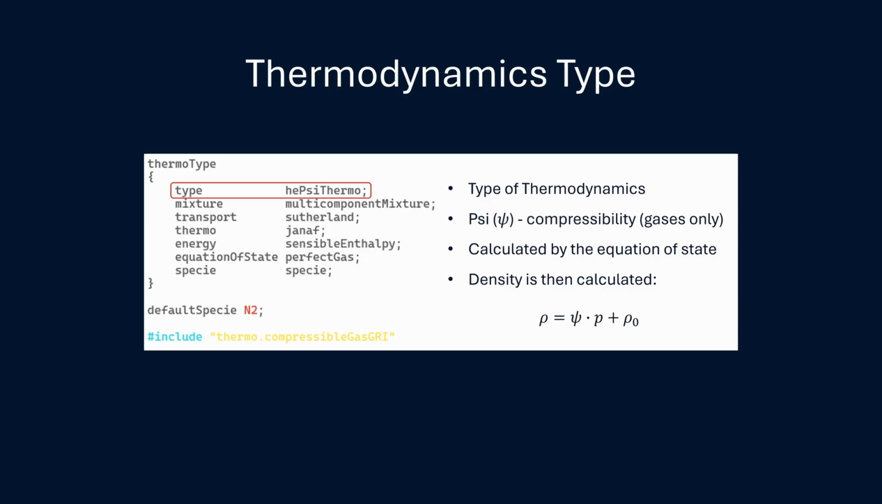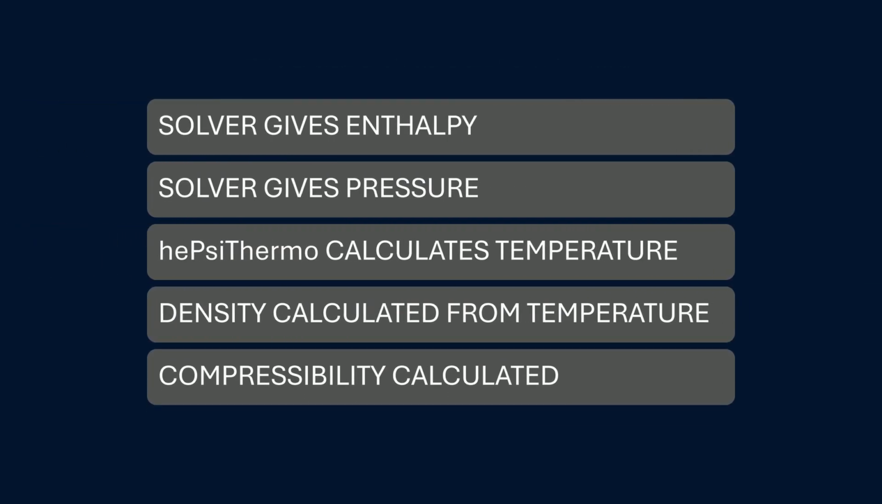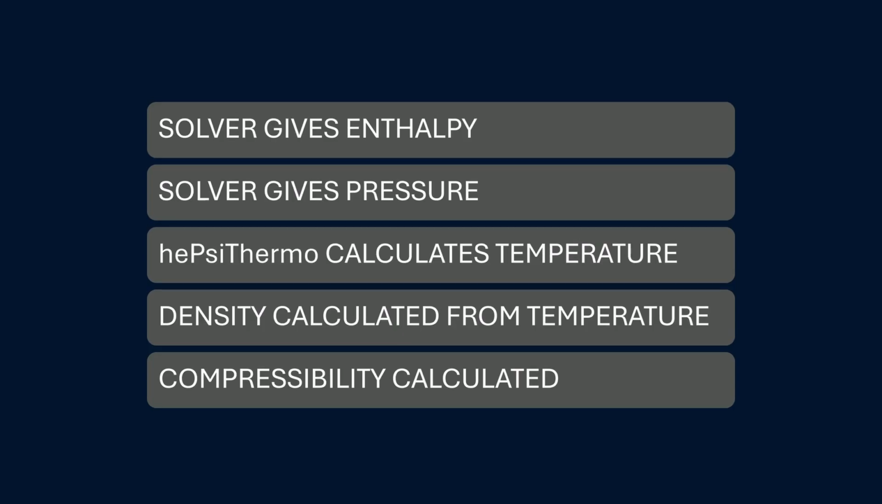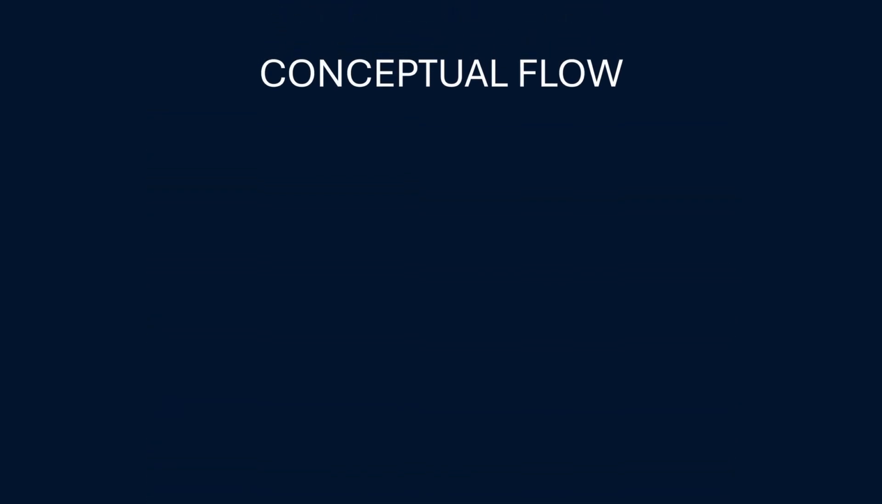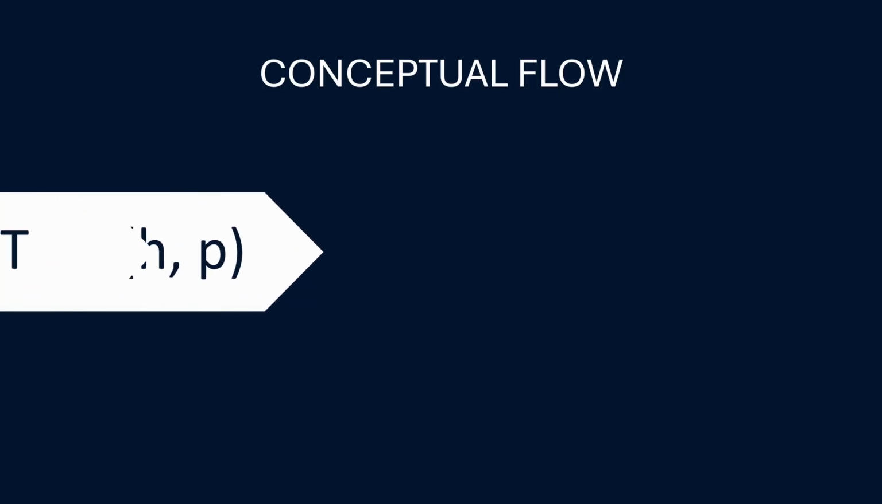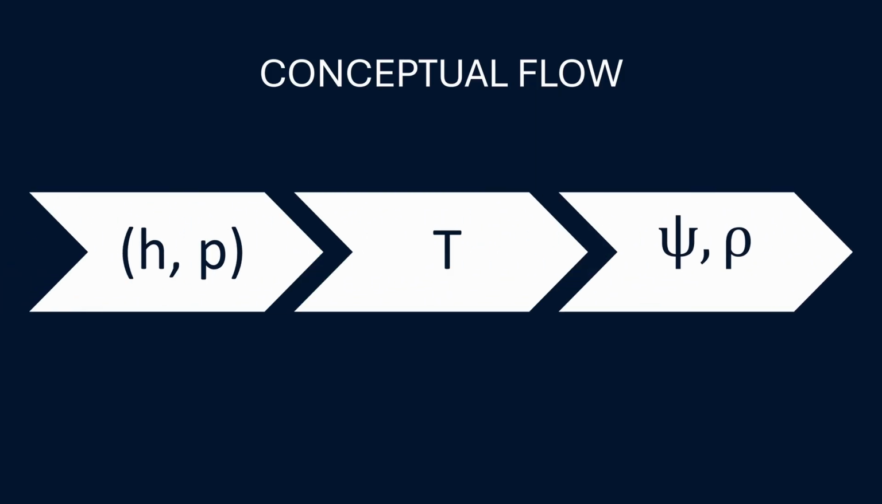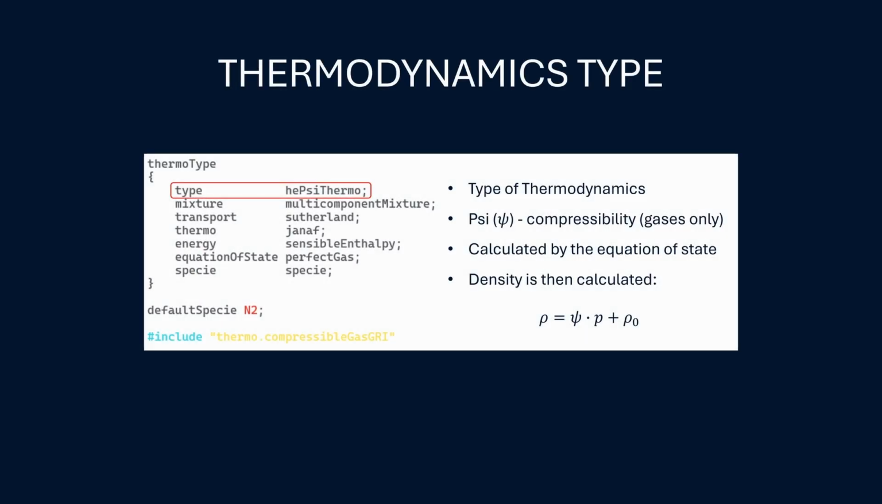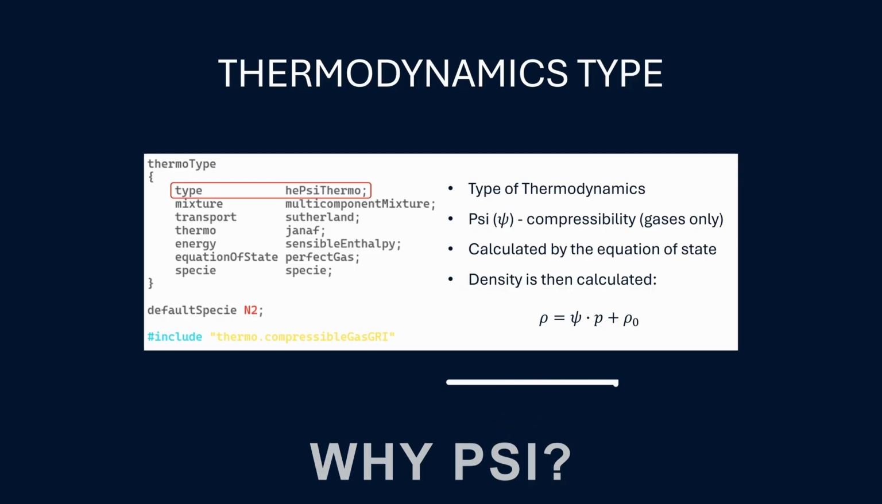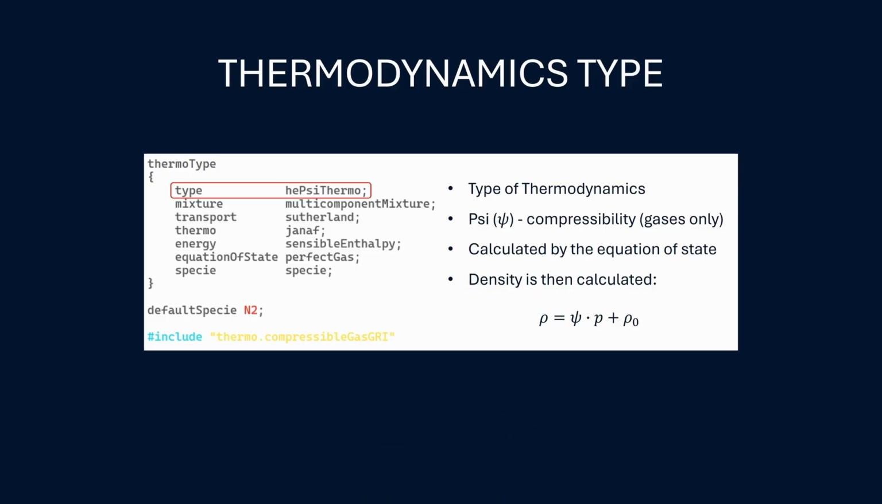This model treats temperature and pressure as its fundamental independent variables for defining the thermodynamic state, and when the solver provides enthalpy from the energy equation and pressure from the pressure equation or continuity, HE thermo directly calculates temperature as a function of enthalpy and pressure. This is a standard thermodynamic equation. Once T is found, it calculates the density from the equation of state, and then it calculates compressibility psi based on temperature. Why psi? Well, it makes life easier with compressibility related to density. And this model specifically is for gases where density is calculated by the formula.